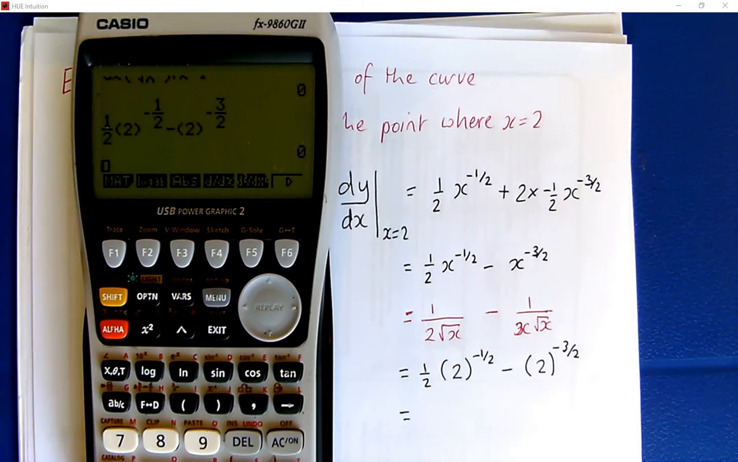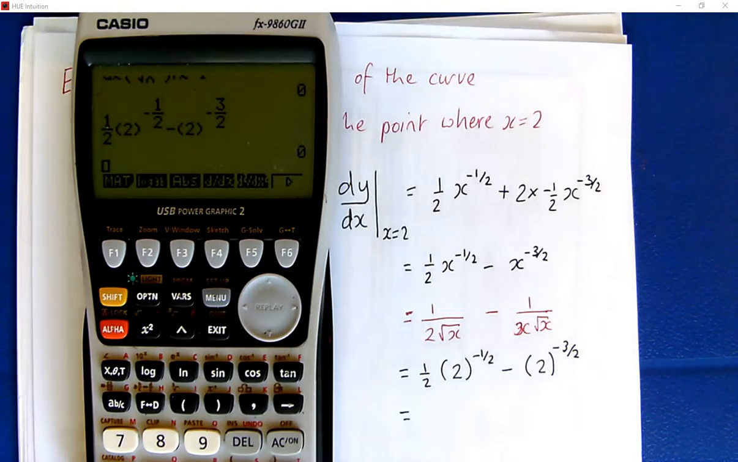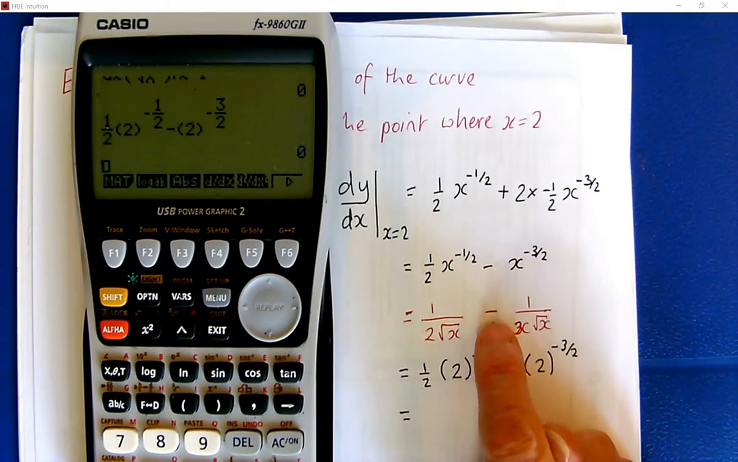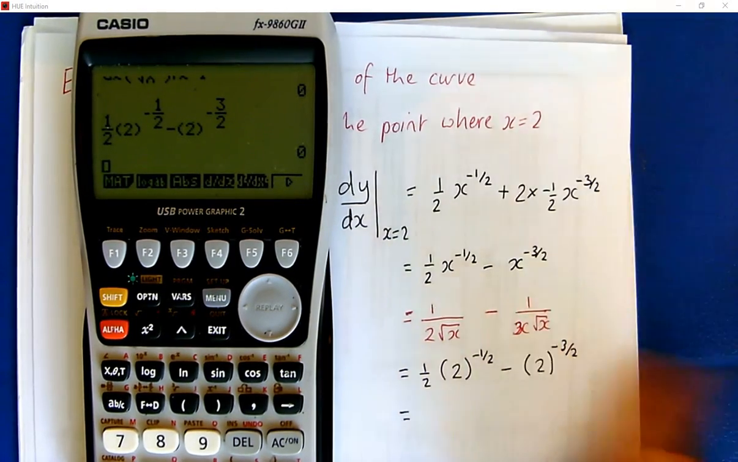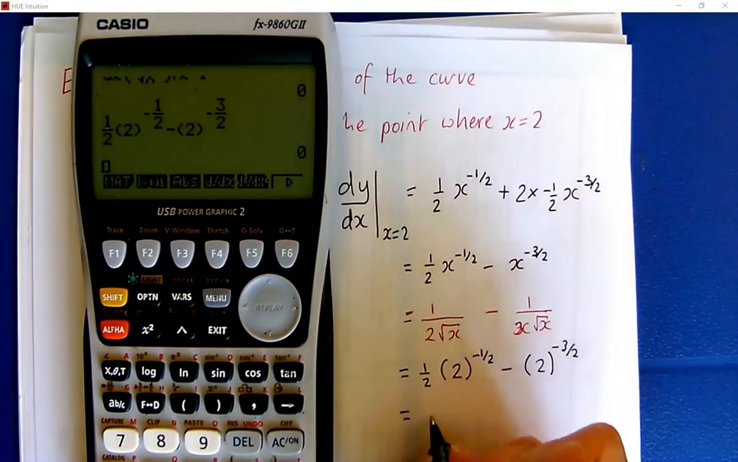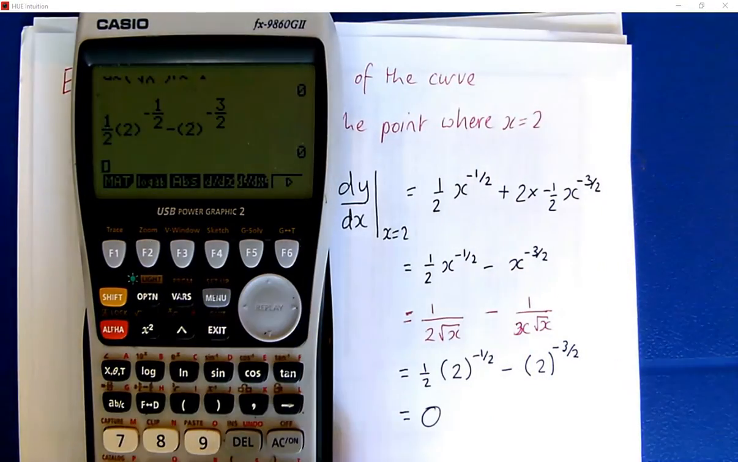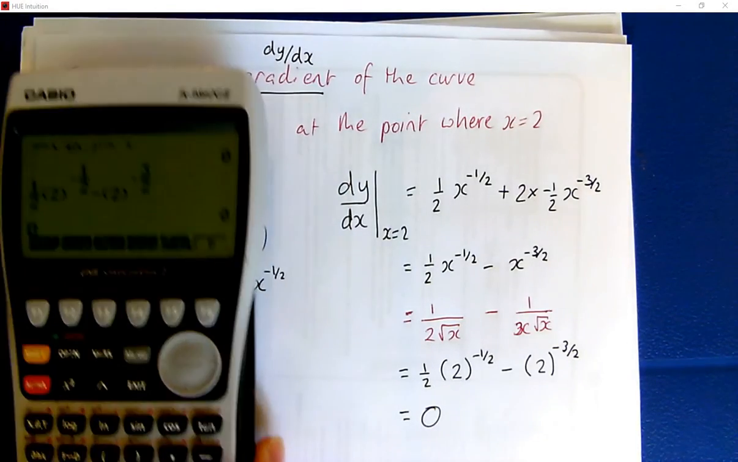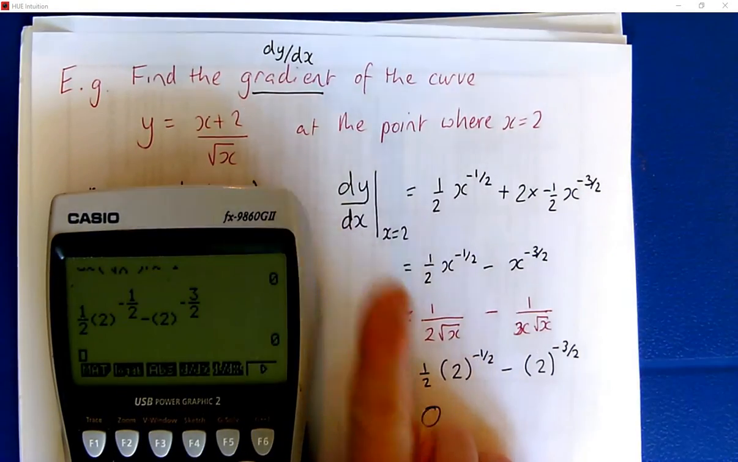Alright, and that gives us 0, which is rather nice. If we worked it out here, we'd have 1 over 2 root 2, take away 1 over 2 root 2. So that makes sense, it gives us 0. Okay? Right, on your calculator you can do it all in one go, and it's a bit like this notation here.